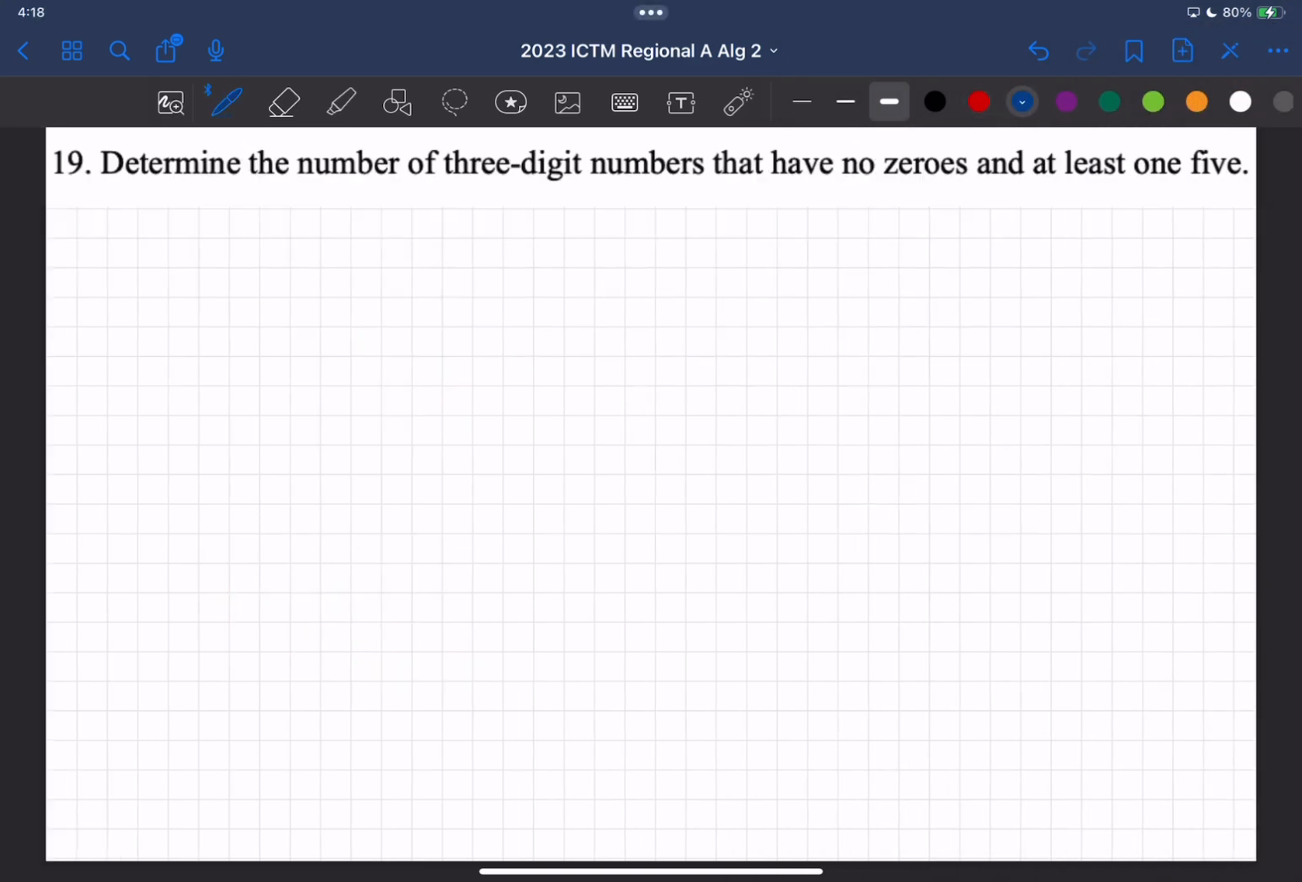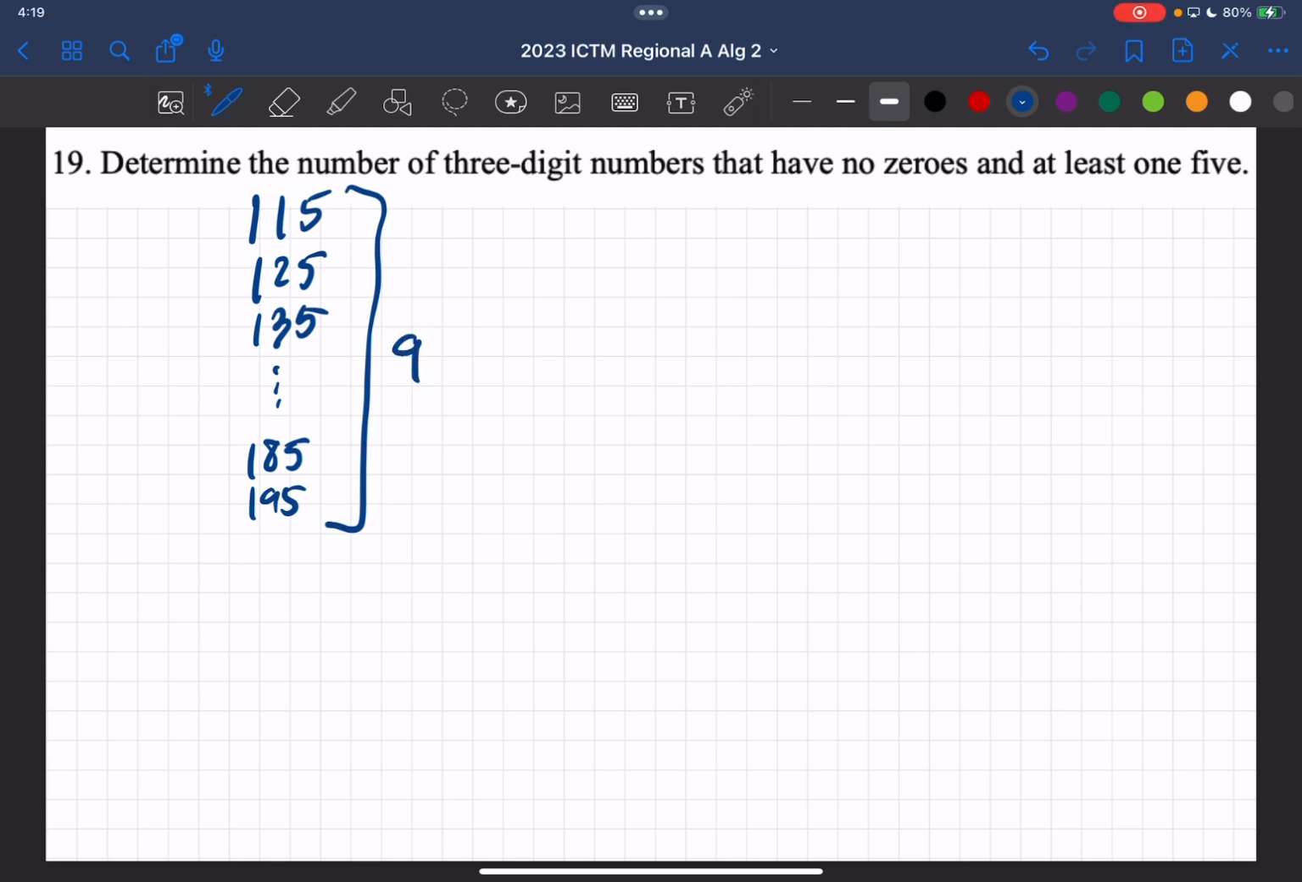360. So with number 19, we want to determine the number of 3-digit numbers that have no zeros and have at least one 5. So let me start with the 3-digit numbers that start with 1. So here we have 115. We can't start with 105 because we can't have zeros. So the 125, 135, 185, 195. So that means there are 9 of those.